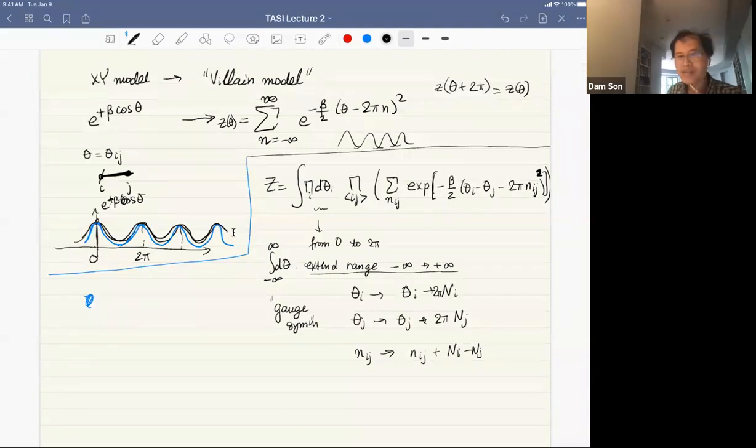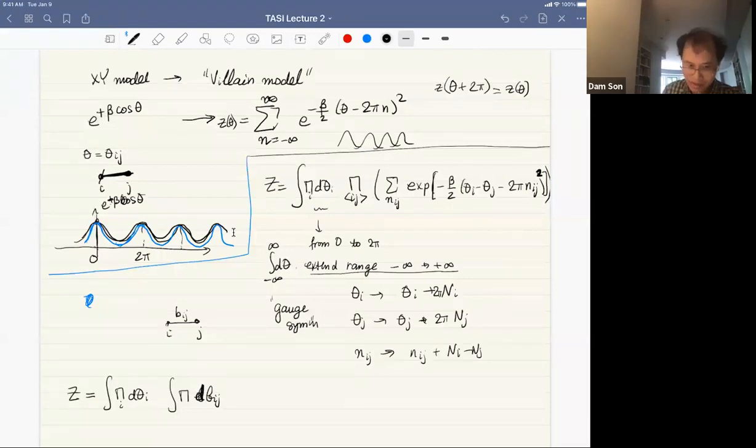The first, most crucial step that Peskin did is to rewrite this Gaussian through an auxiliary integral over an auxiliary field. So I have the original integral over theta variables, but I have now introduced a new integral over some variable b_ij that lives on the links, and rewrite this exponent as a Gaussian exponent over b.